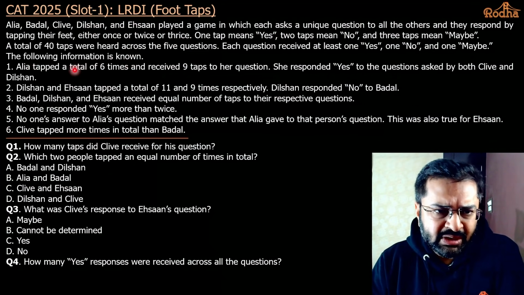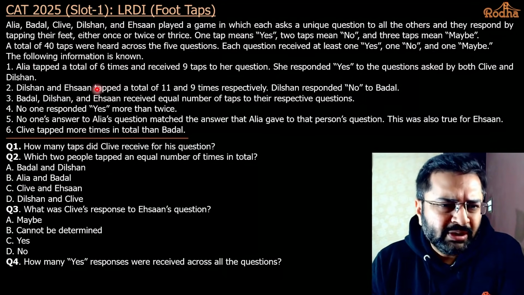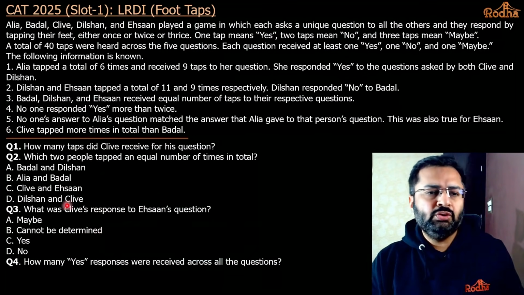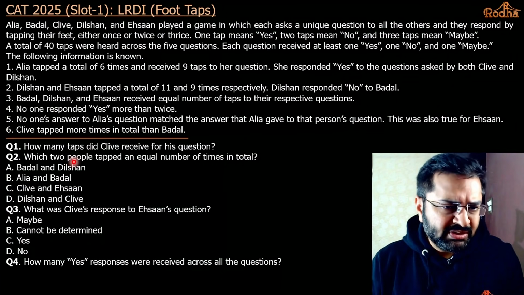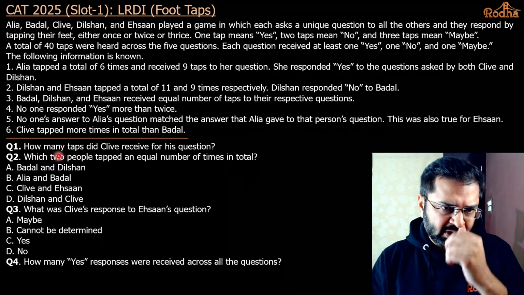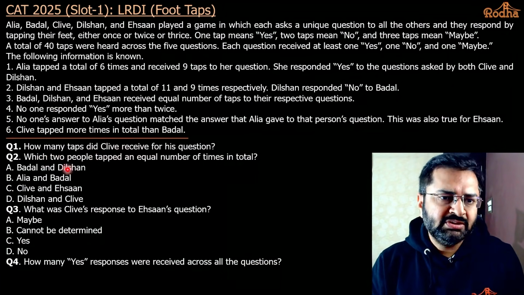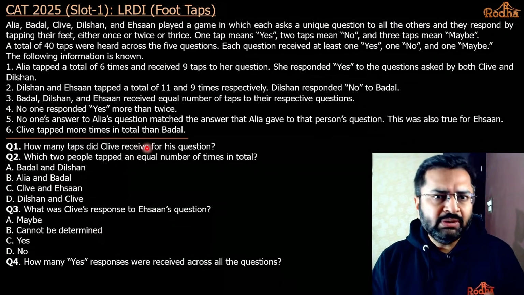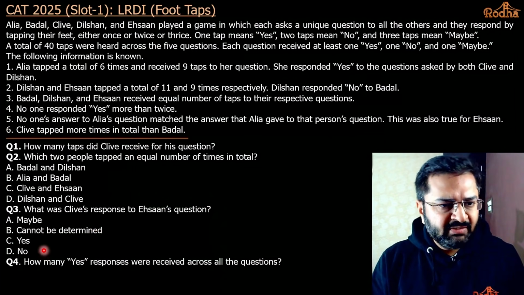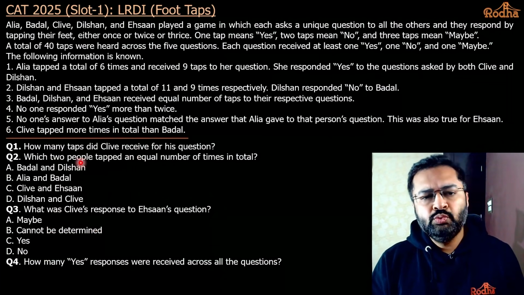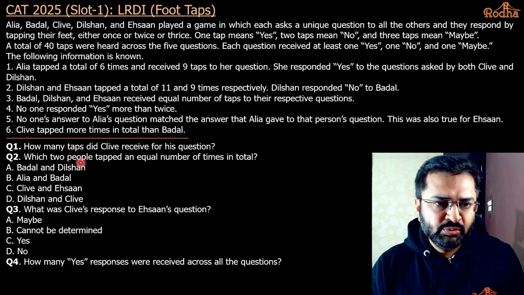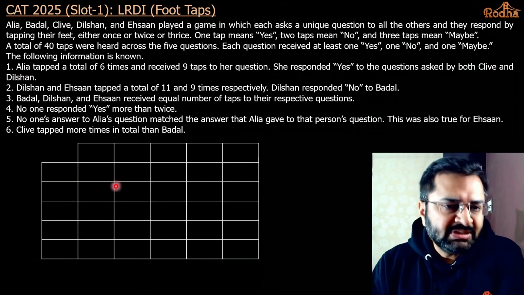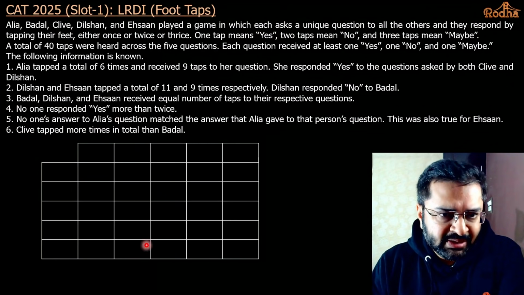Now, if you look at this, it does not look like too much data. This is all given here. And before answering the question, we should always have a brief look at the questions. So what does it say? How many taps did Clive receive for his questions? Which 2 people tapped? So it's pretty obvious looking at this that we'll need to tabulate this whole thing. And then we can answer these questions. So what I'll do quickly is remove these questions from here, and we'll try and put this data in the form of a table.